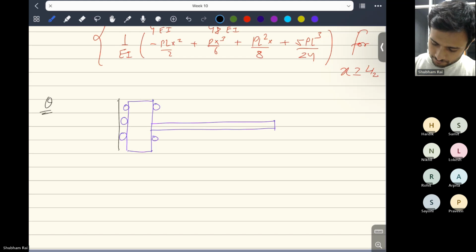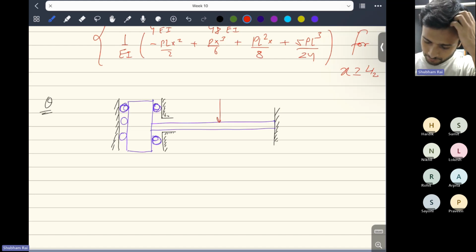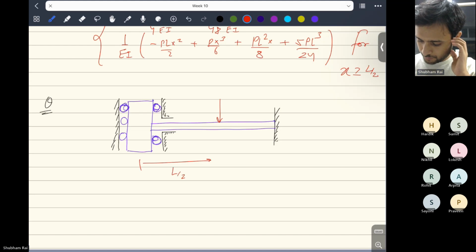So you have this roller here. We enlarge the rollers. This roller will be touching the supports. Okay, so this is a beam, and here you have the support as fixed. And here a load is applied. So this distance is L by 2. This distance is also L by 2.